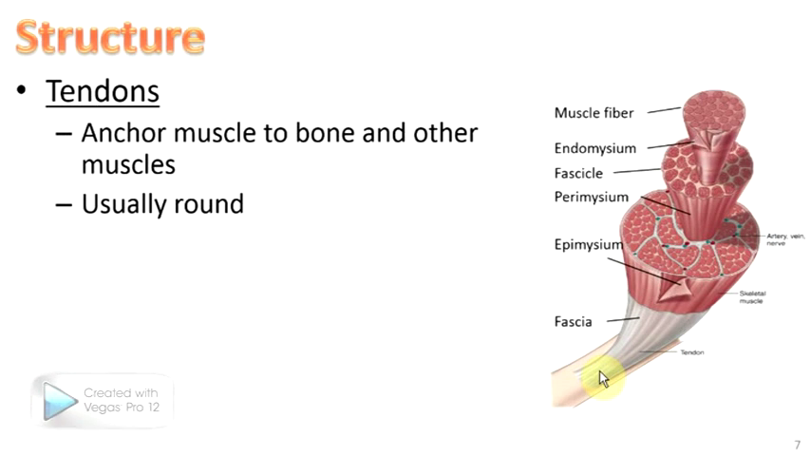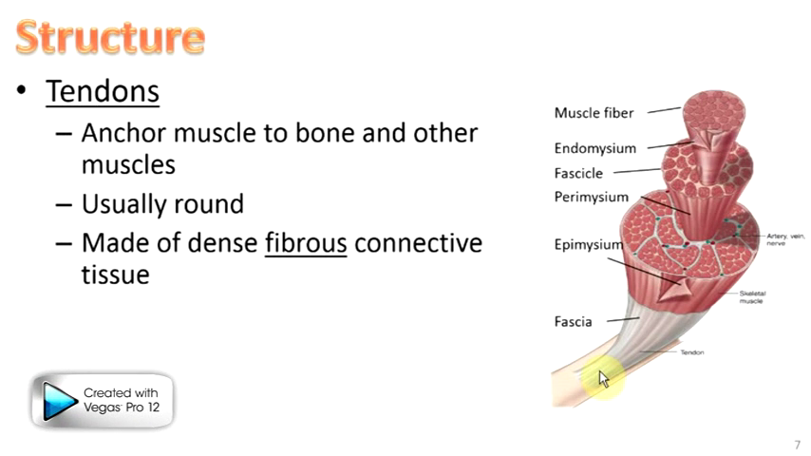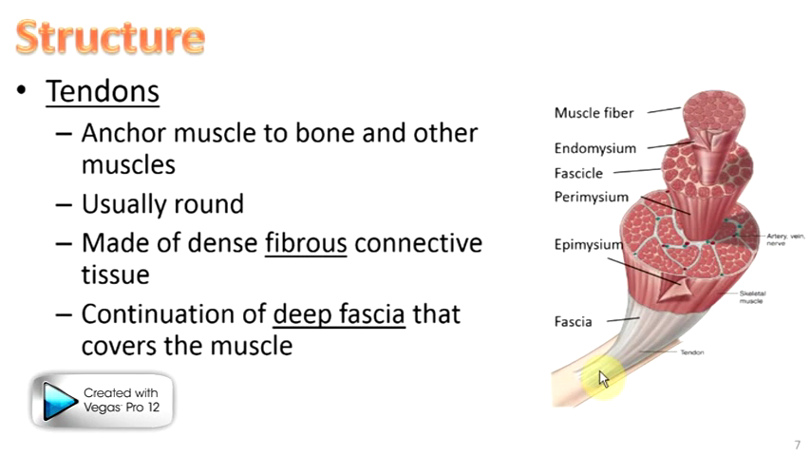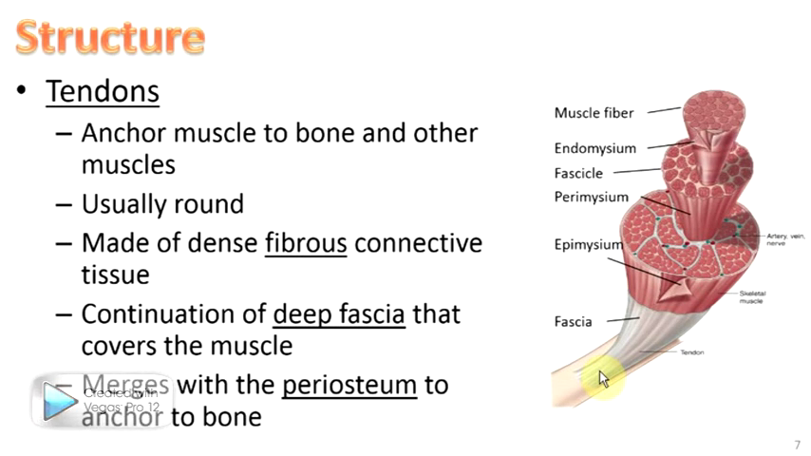to be round. They're made of dense fibrous connective tissue, as you remember from previous chapters, which is primarily made of collagen fibers. And as I said, it's a continuation of the deep fascia. You remember that the covering around the bone is called the periosteum, and these fibers actually merge with the periosteum, and some of them will even penetrate into the bone, and we call those Sharpey's fibers.